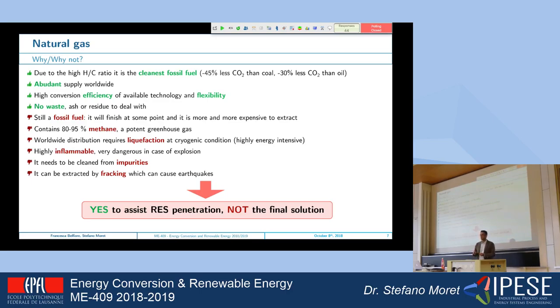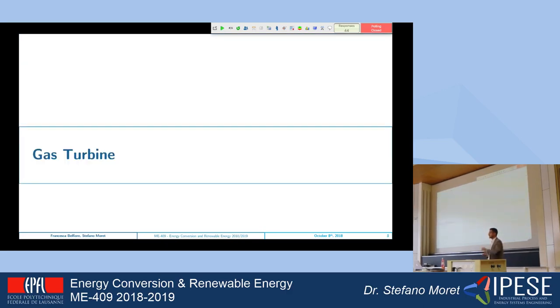It can also help balance the grid when you have a penetration of renewables. However, it is not what should be, at least, the final solution. So it is the fossil fuel that can help renewables the most to penetrate electricity production. So let's now see what a gas turbine is.